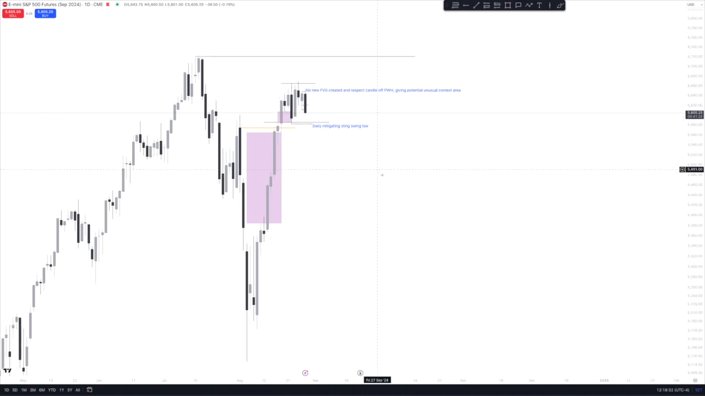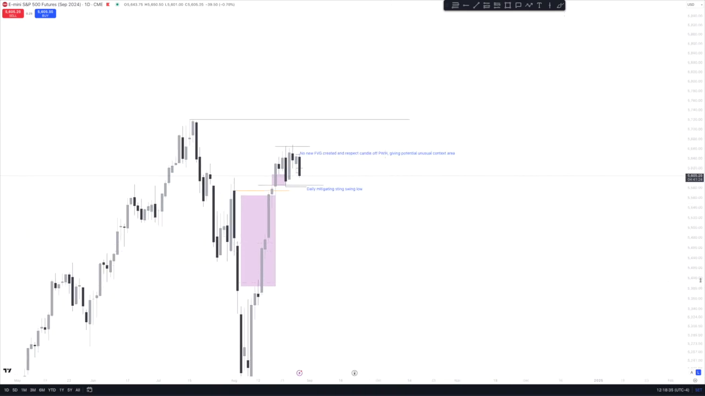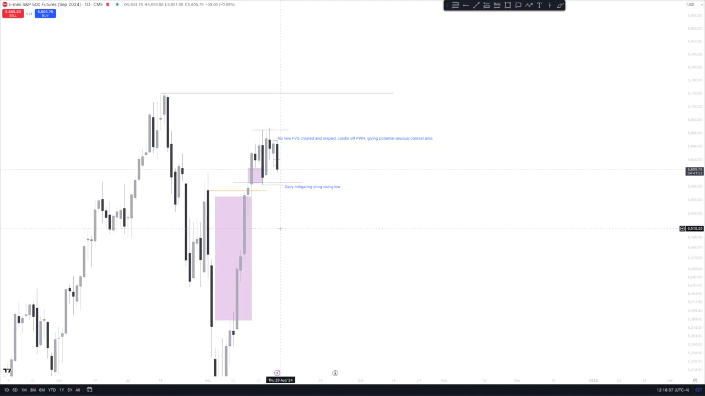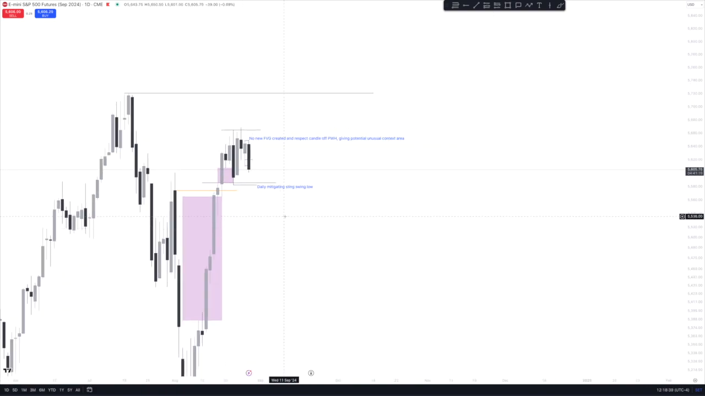On the 1 day, this weekly breaker will be pretty key. We had this fair value gap on the daily, which failed to push up and create new ones. Right, so at that point you had unusual context, the lack of creation here, down to this daily mitigating sting would be where you would be looking to find your boundary, essentially.